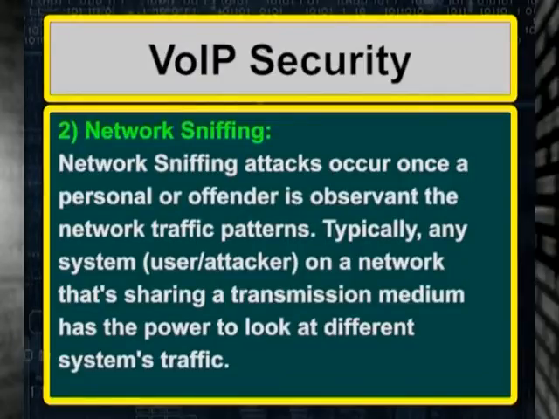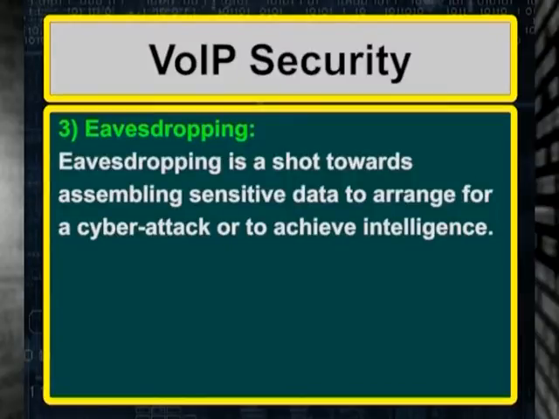Network sniffing attacks occur once a person or offender observes the network traffic patterns. Typically, any system, user or attacker on a network that's sharing a transmission medium has the power to look at different systems' traffic. Eavesdropping. Eavesdropping is an attempt at assembling sensitive data to arrange for a cyber attack or to achieve intelligence.